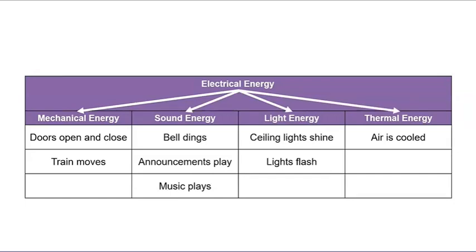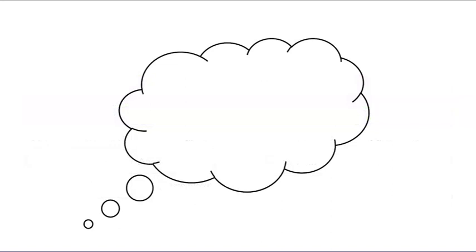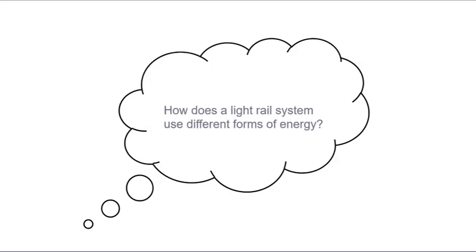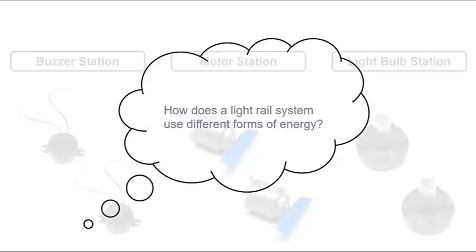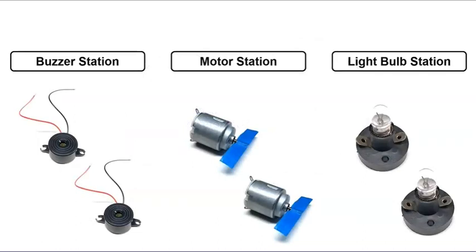The electrical energy in the train is transformed into other forms of energy to move the train and to power all the electric devices. In this lesson, we will use circuit models to explore energy transformations as we answer the question, how does a light rail system use different forms of energy? We will observe 3 stations: the buzzer station, motor station, and light bulb station. Each station will have 2 devices that can transform electrical energy into another form of energy.